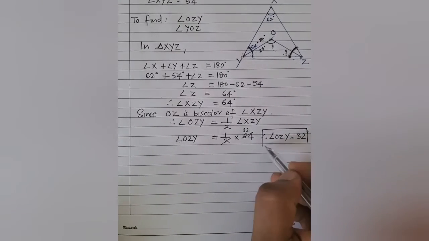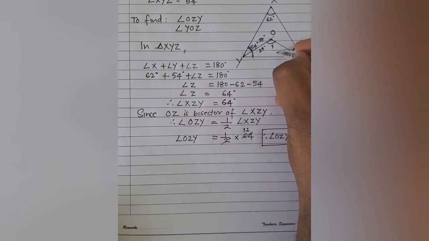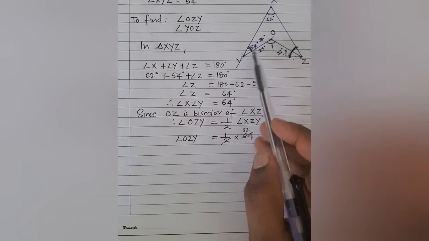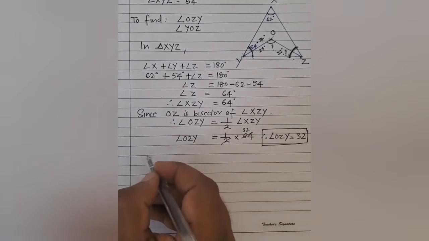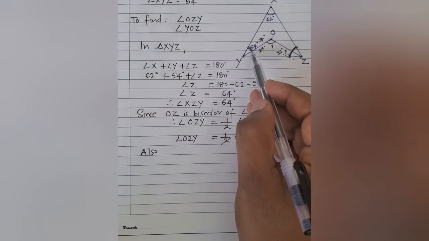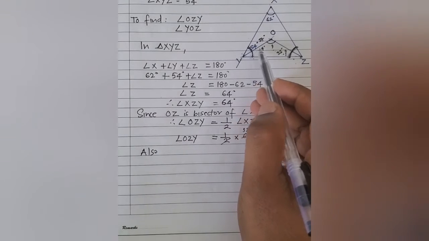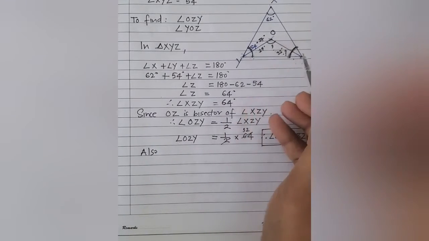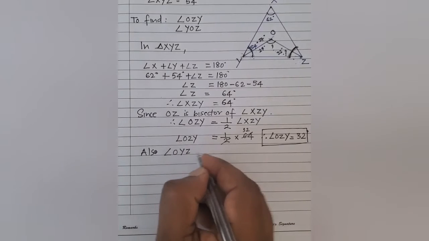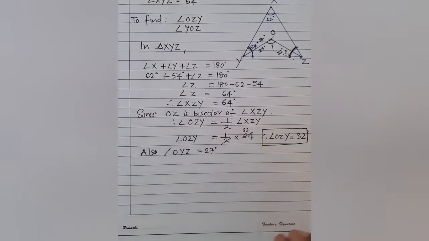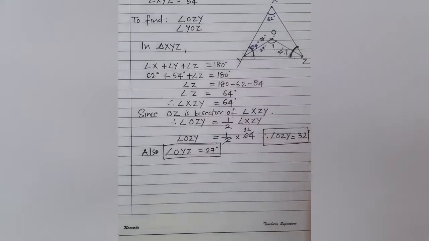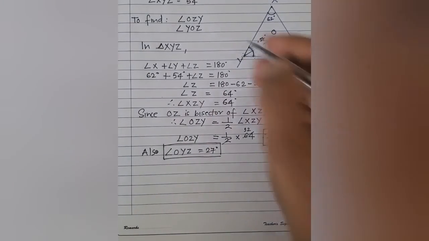Okay, so I've got this small angle to be 32, and we did it in the beginning since OY was the bisector. So what does that mean? That this is 27, because 54 gets divided into two parts. Half of 54 is 27. So angle OYZ is 27 degrees.